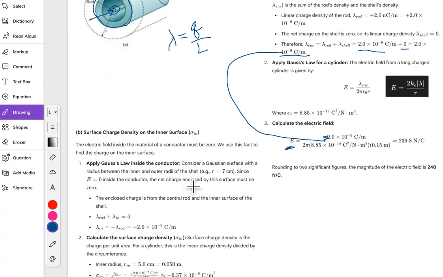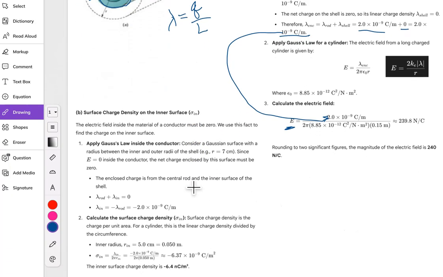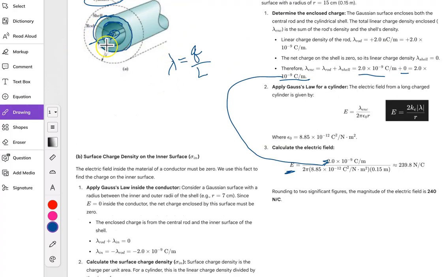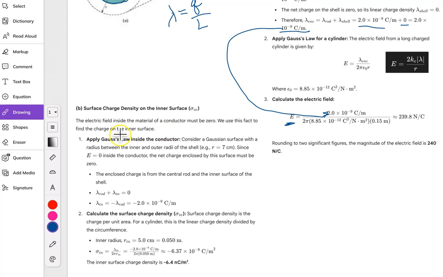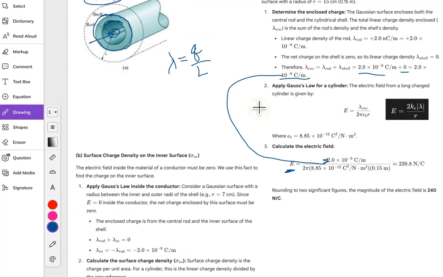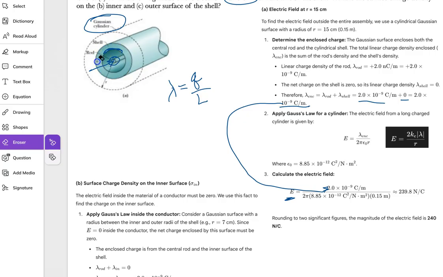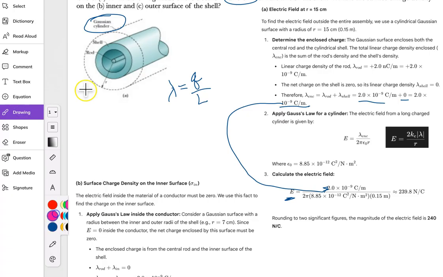Next thing they want us to do is find the surface charge density on the inner surface of that coaxial cable. So it's this big blue part here, and we just want the inside of it. For the inside of the conductor, we're going to think about a Gaussian surface with a radius between the inner and outer shell. So if I get rid of what I have here, our new Gaussian surface, I'm going to make this one purple, is going to be right here, in between the two. Remember, it's an imaginary surface so we can see what's enclosed.